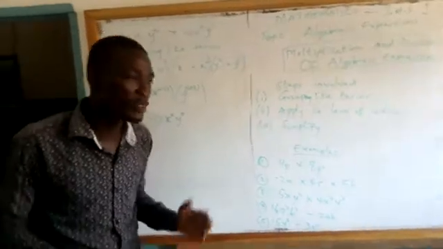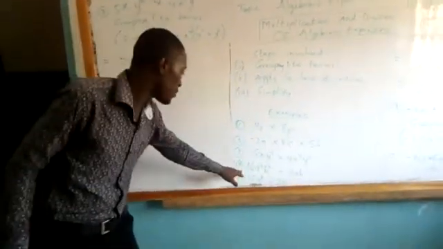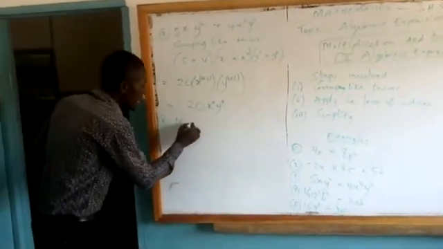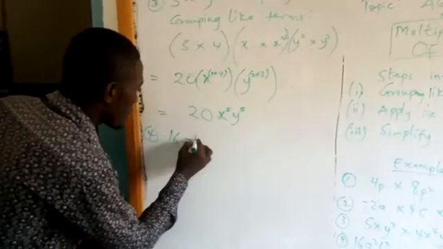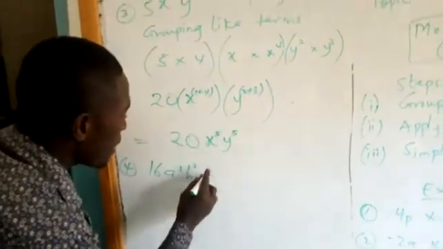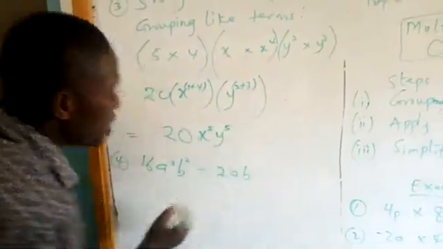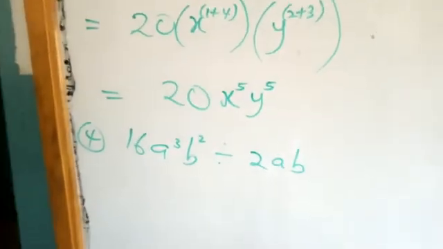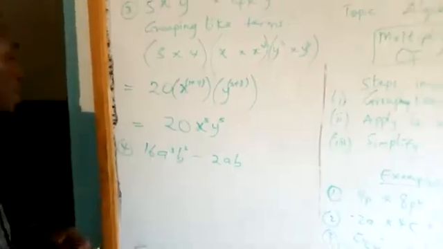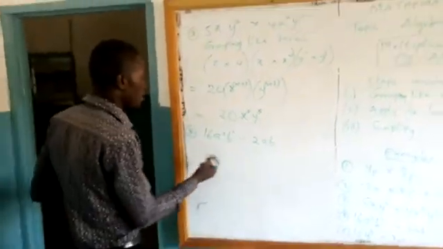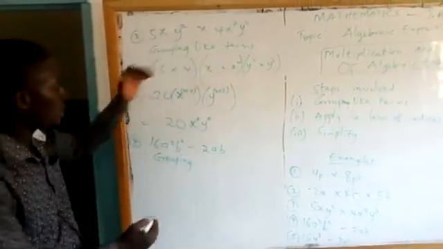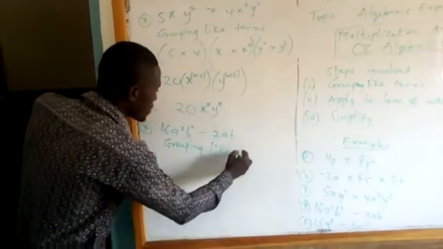Now we want to move on to the division aspect. So for question 4, we have 16a power 3 b power 2 divided by 2ab. Here we have two ways through which one can easily do this. The first one is the approach that I began with, grouping like terms.